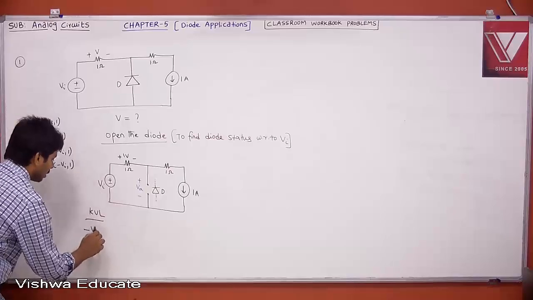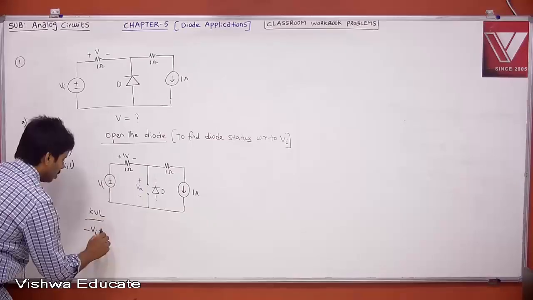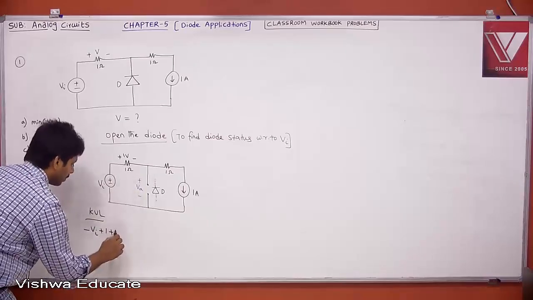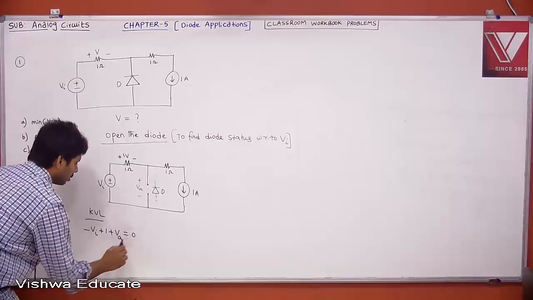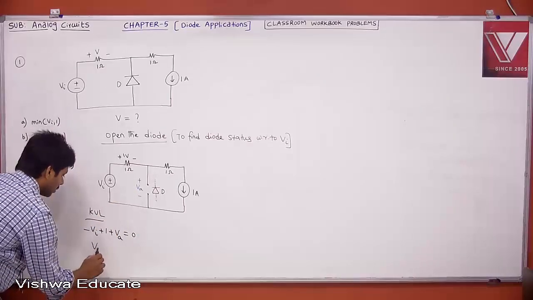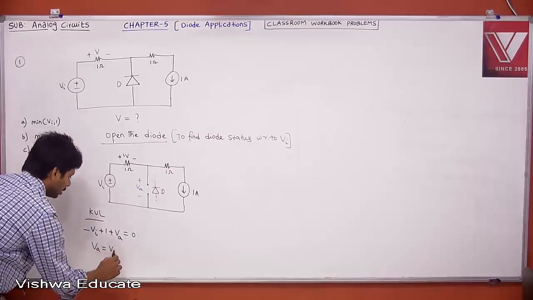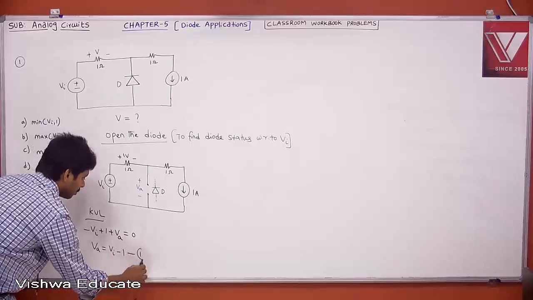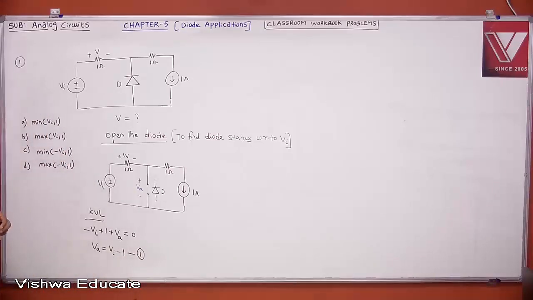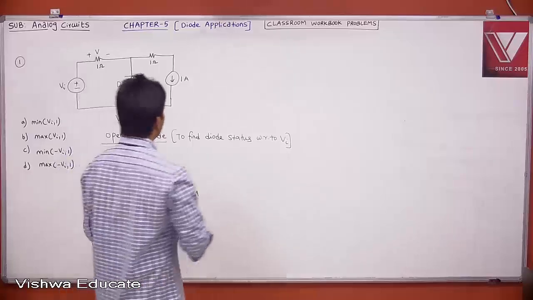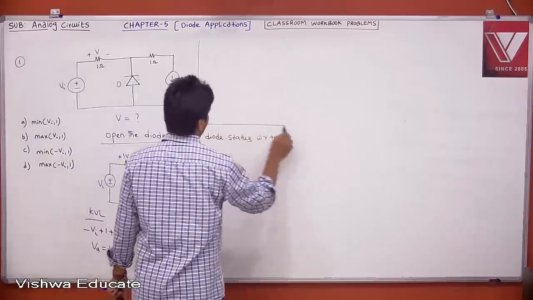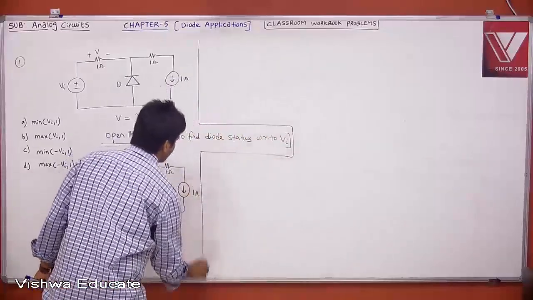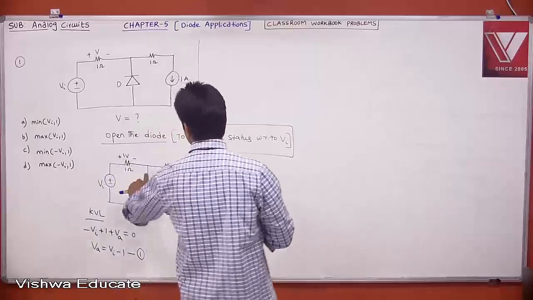When you apply KVL: minus Vi plus 1 volt plus VA is equal to 0. Therefore, what is your VA? Your VA will be equal to Vi minus 1. You can call this equation 1. Now you need to write 2 cases. Still we didn't find the diode status, but we got the open terminal voltage.